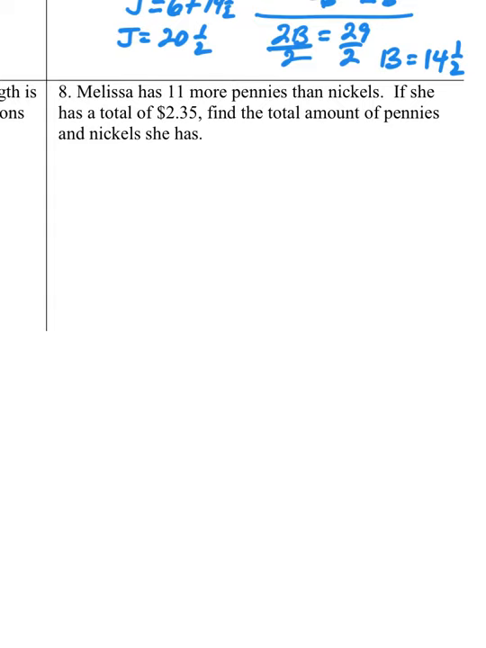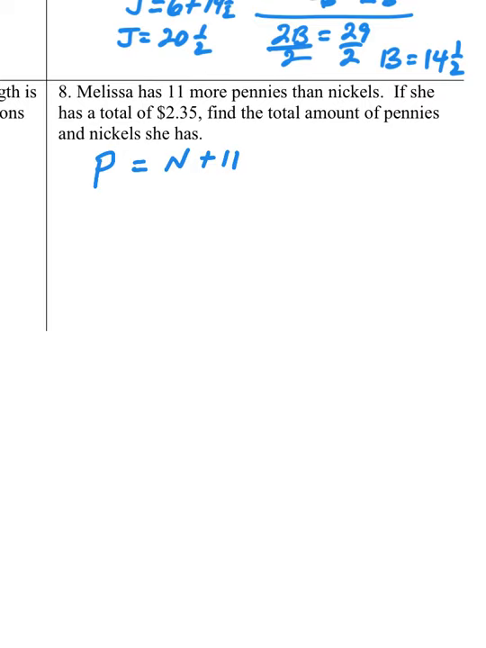So I'm solving number 8. It says Melissa has 11 more pennies than nickels. So we know that we're talking about pennies. We don't know the amount of pennies, and we're talking about nickels. This would mean that we have the same amount of pennies and nickels, but it says we have 11 more pennies. So I'm going to add 11 here, since we have 11 more pennies.